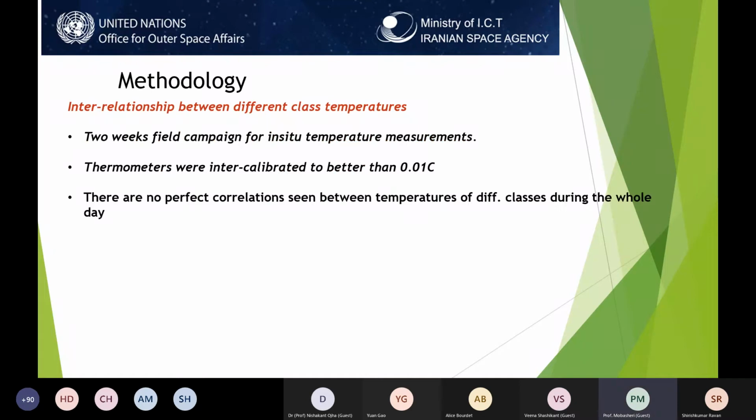Okay, so we wanted to measure the temperature at the satellite passage time. So we used many thermometers, and we cross-calibrated these thermometers to each other to better than 0.01 degrees Celsius, which is not needed. That much precision was not needed. So a 2 week field campaign was run for in situ measurements, and we found there was no good correlation between temperature of different classes during the whole day.